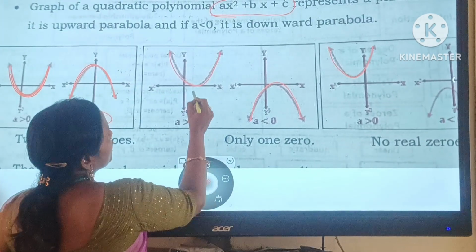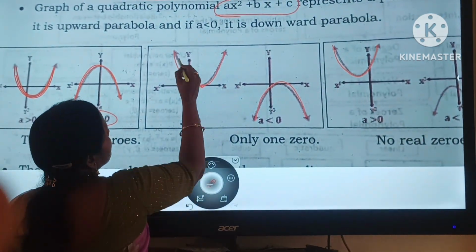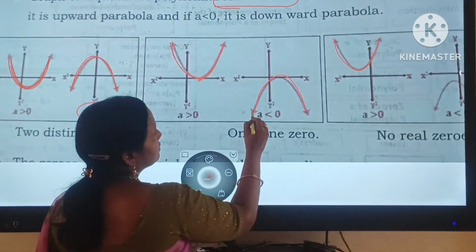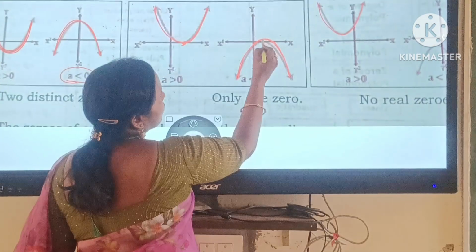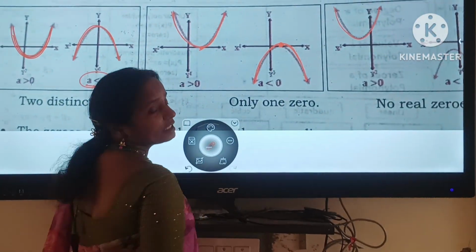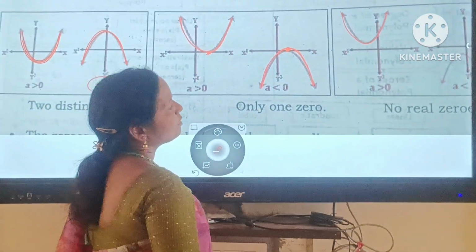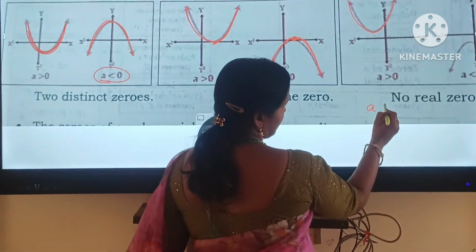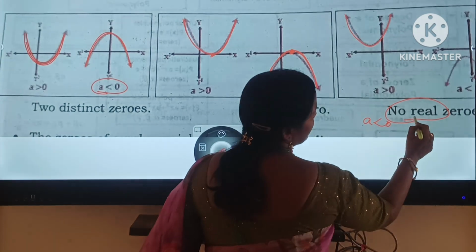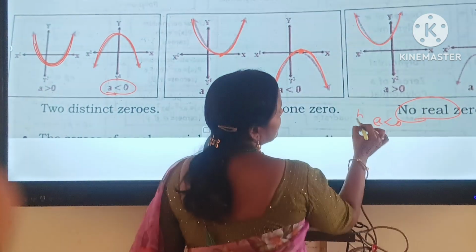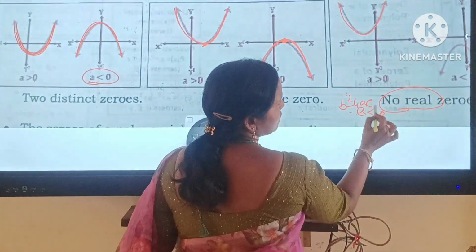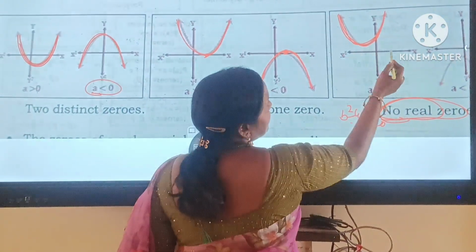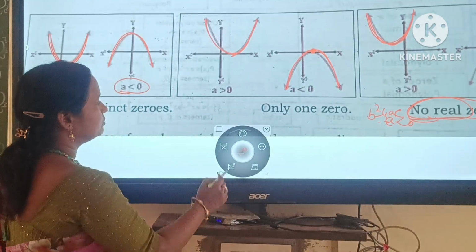In the same way, if there are two equal roots, the parabola intersects the x-axis at only one point. If there are no real roots, that is, b square minus 4ac is less than 0, then we will get a parabola without intersecting the x-axis.